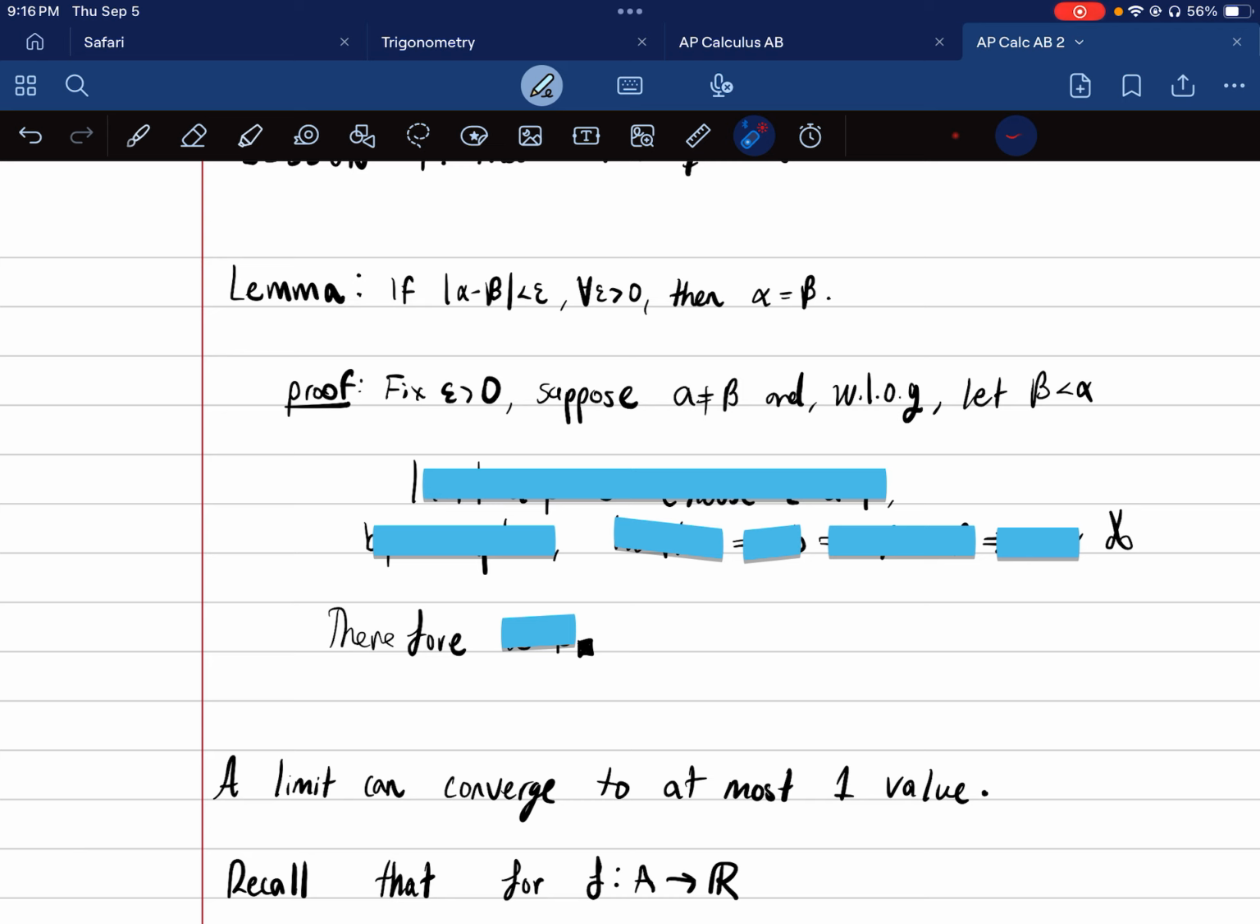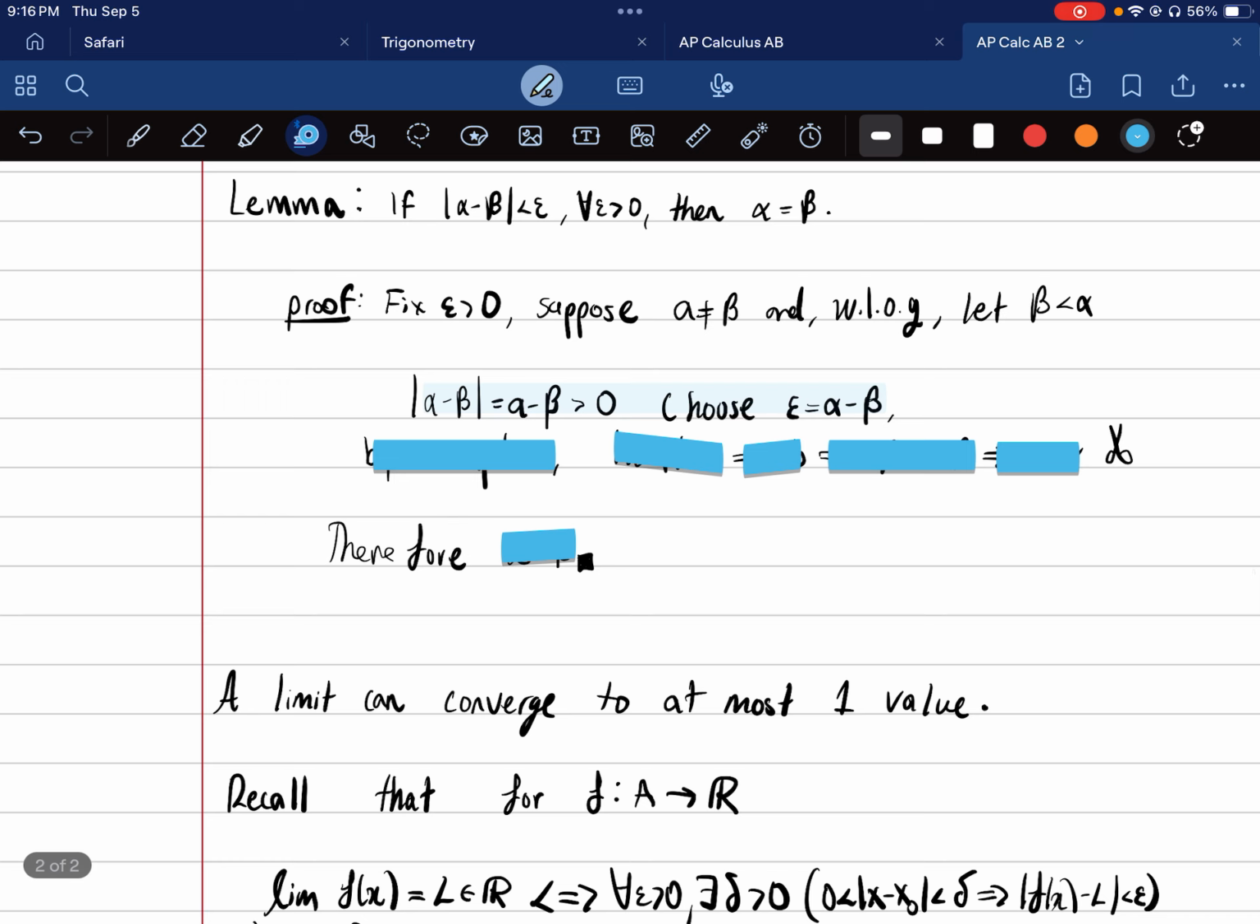So the proof for this would be to first fix epsilon to be greater than 0, and suppose that a is not equal to b. This is just going to be a proof by contradiction, so without loss of generality, we can simply say that b is less than a. We're going to set the absolute value of a minus b to equal a minus b. This is true because we know b is less than a, so a minus b is positive, and by the definition of the absolute value, we get the following.